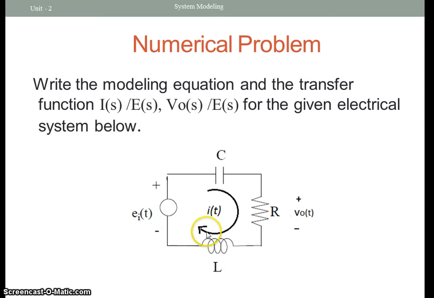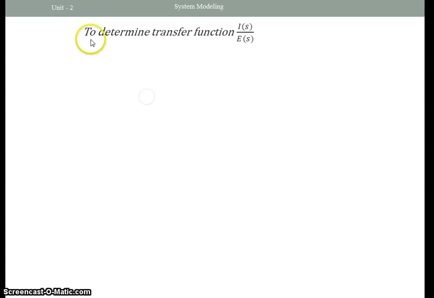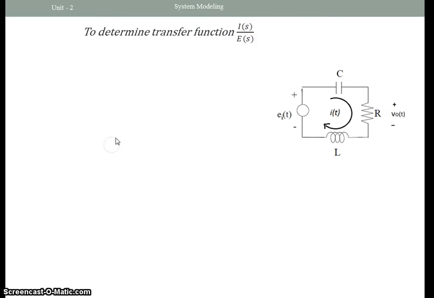So this is our given electrical circuit where we have a series connection of a capacitor, a resistor, and an inductor. And the output voltage is taken across the resistor. So first, let's have the transfer function as a ratio of the current and the input voltage E.